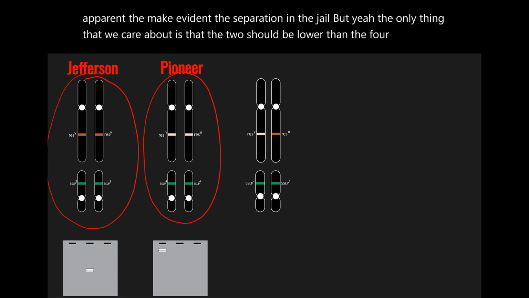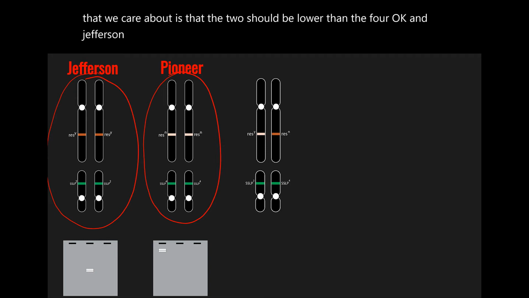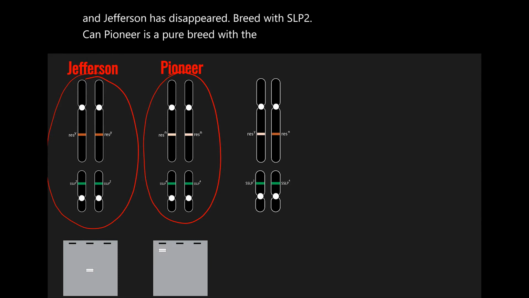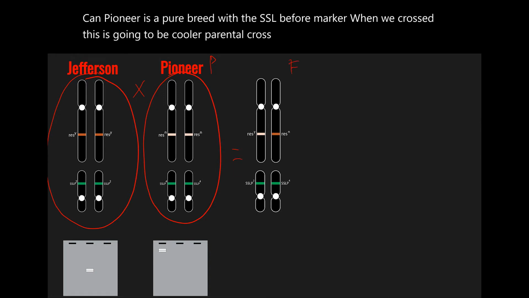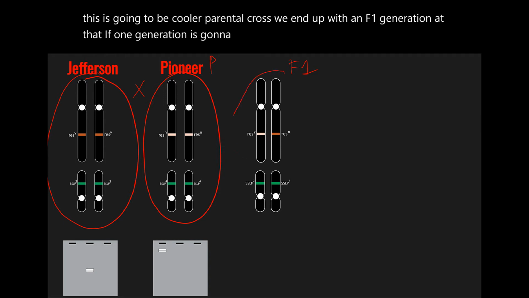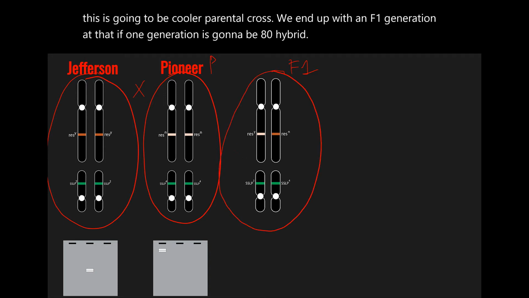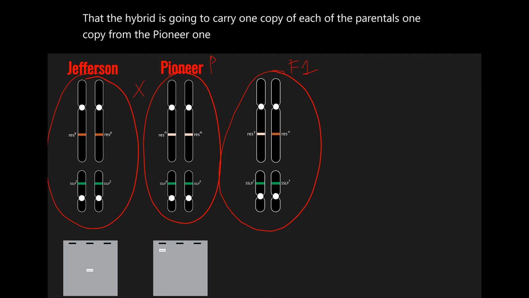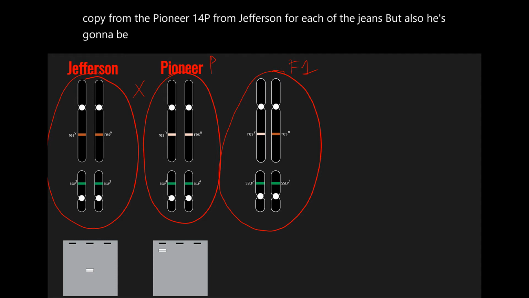Okay, and Jefferson is a pure breed with SSLP2, and Pioneer is a pure breed with the SSLP4 marker. When we cross, this is going to be called our parental cross. We end up with an F1 generation, and that F1 generation is going to be a dihybrid. That dihybrid is going to carry 1 copy of each of the parentals, 1 copy from the Pioneer, 1 copy from the Jefferson for each of the genes, but also it's going to be in heterozygosity for both of those genes.